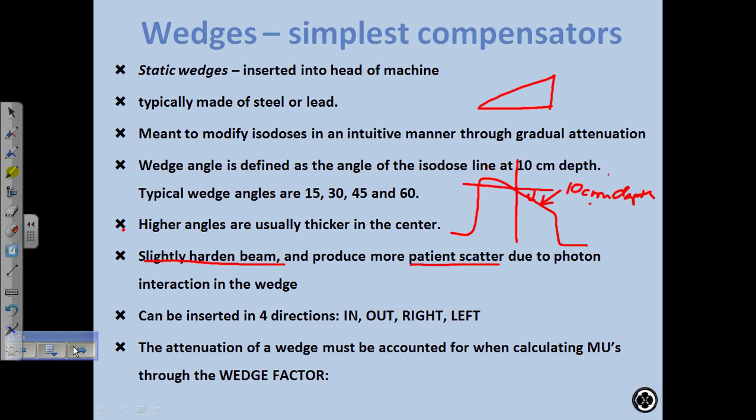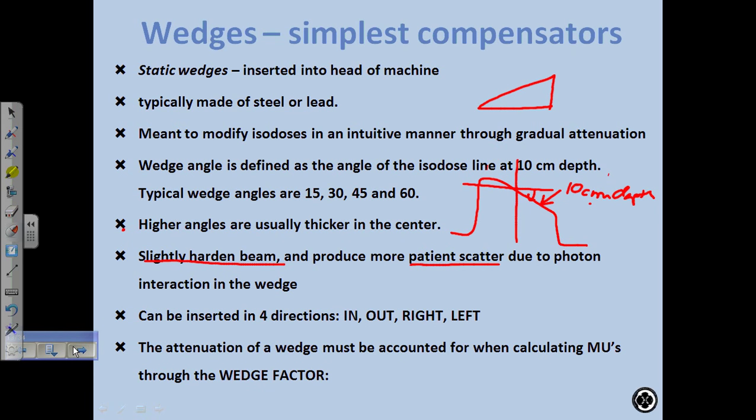So as the photons interact with the wedge, the wedge is kind of like a light bulb. If you look at a light bulb, the wedge being the light bulb and the light emanating being the photons, now photons are scattered all over when they hit the wedge. So the patient gets more whole body dose. Is it a lot more? It's not a huge amount.